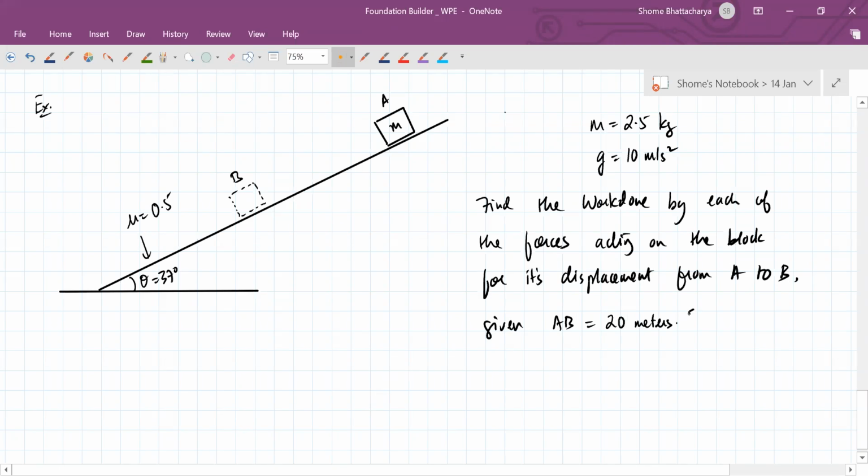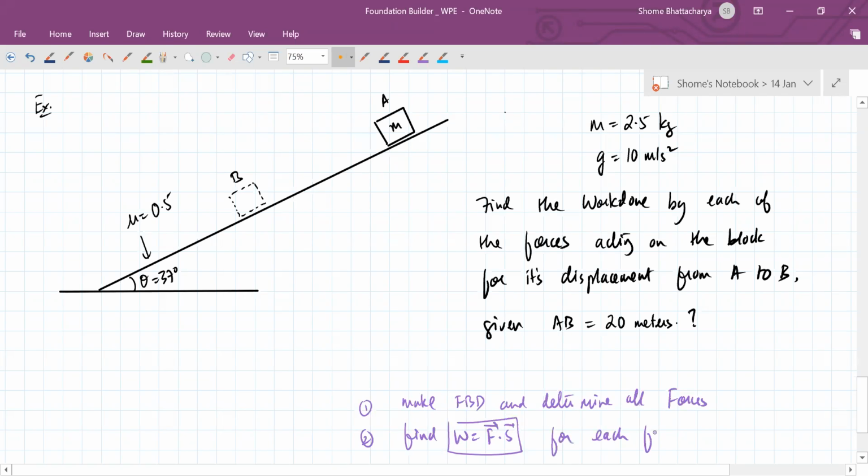Okay. This is a very simple problem. So all you have to do is first make the free body diagram, and determine all forces acting. First step. And then calculate work done by each of the forces by using this formula. Calculate W is equal to F dot S for each of the forces, separately for each of the forces acting.